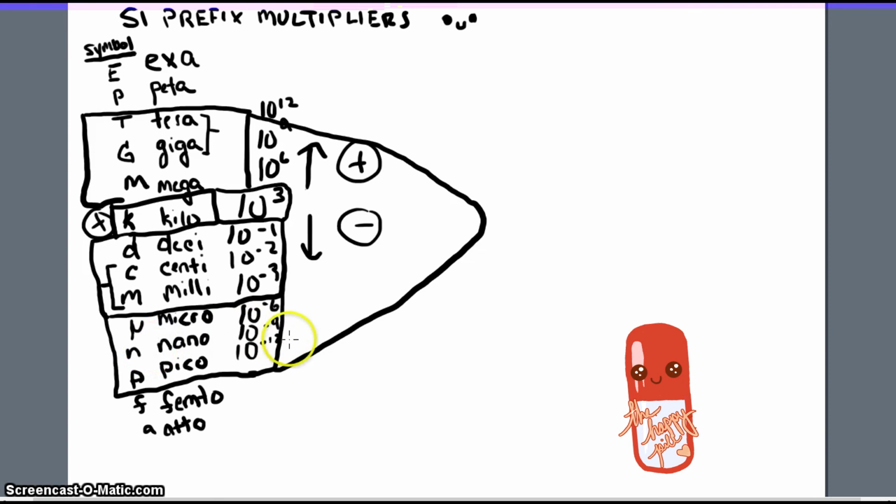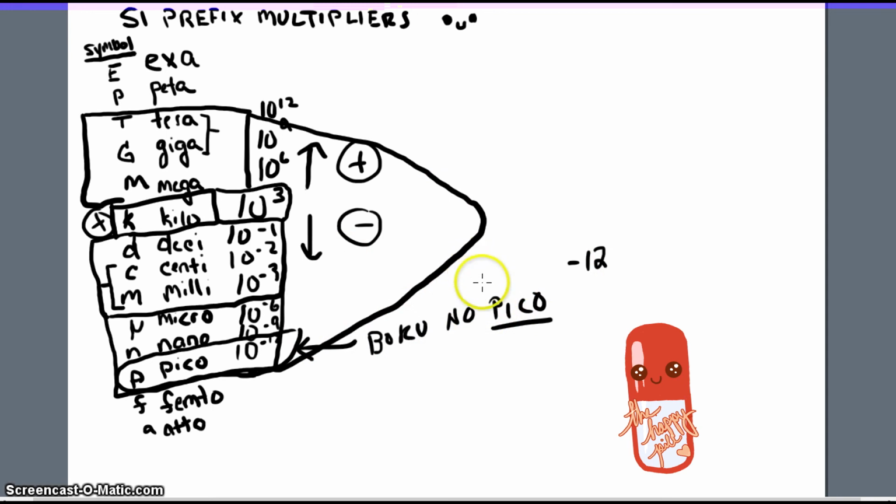For pico, a lot of people might have a hard time trying to memorize what pico is, but me being an anime fan, I just remember that pico can be memorized by memorizing Boku no Pico. And I know it's Japanese and it makes no sense, but they're freaking 12-year-olds and they look like 12-year-olds and you don't really want that, hence the negative. No, I don't want that. Negative 12. And that's just how I personally memorize it. I really don't know how else to do it.